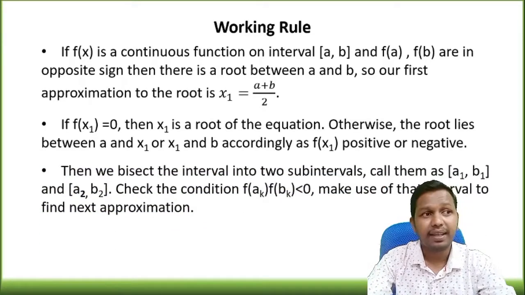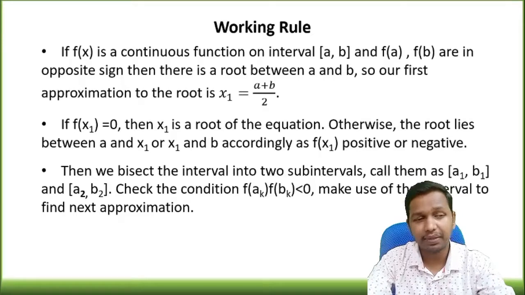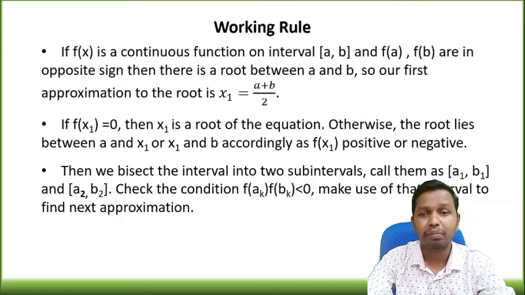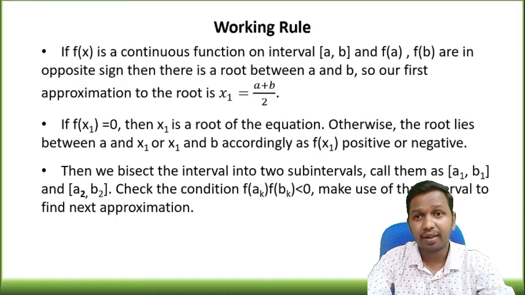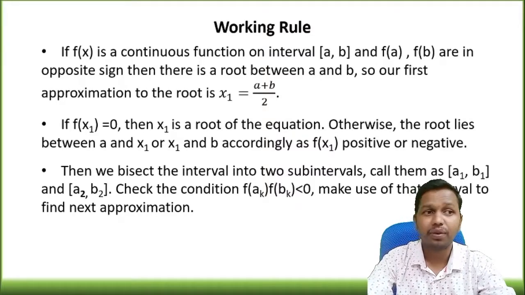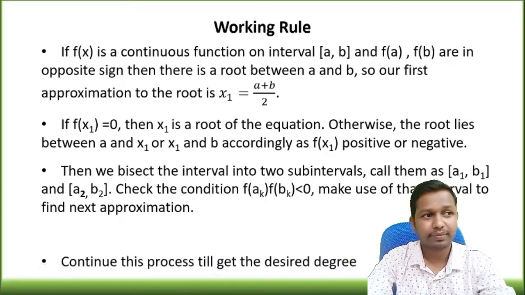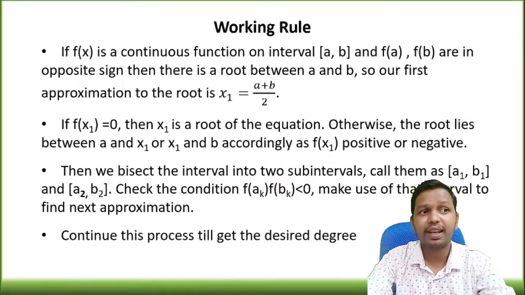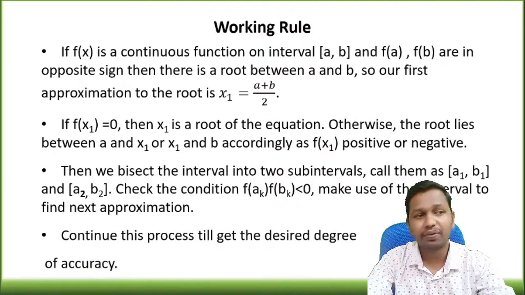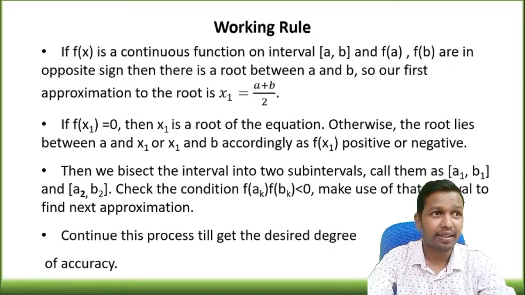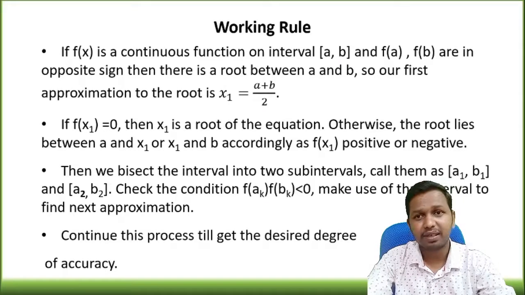Then we bisect the interval into two subintervals. Call them a1 comma b1 and a2 comma b2. Check the condition f of ak into f of bk is less than 0. Make use of that interval to find the next approximation. Continue this process till we get the desired degree of accuracy. This is the working rule of the bisection method.